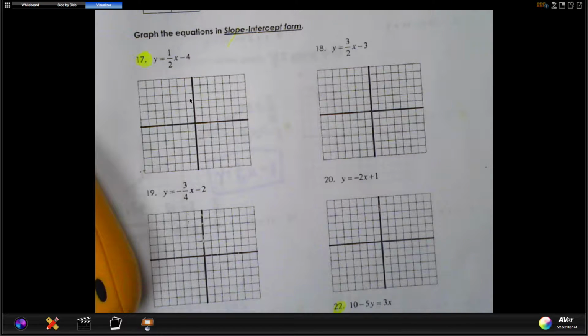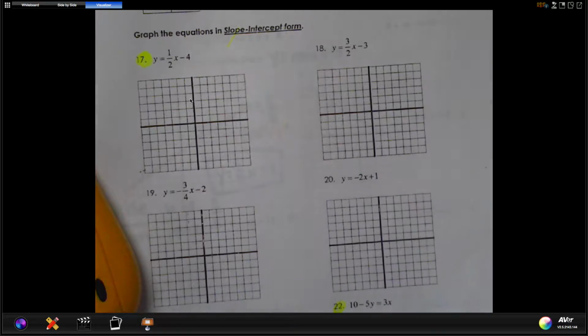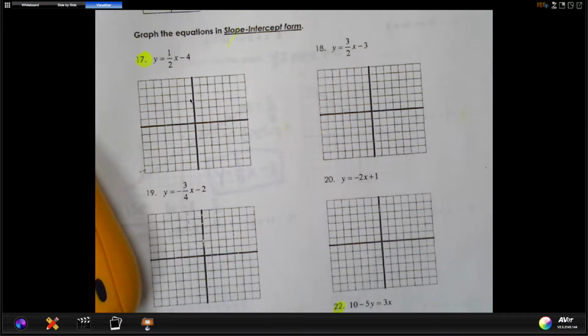Okay, so starting with number 17, let me make sure I have a ruler here. You will probably want a straight edge of some sort. You can use the side of your folder. If you have a ruler, great. But if you don't, just use something that will help you draw a straight edge.